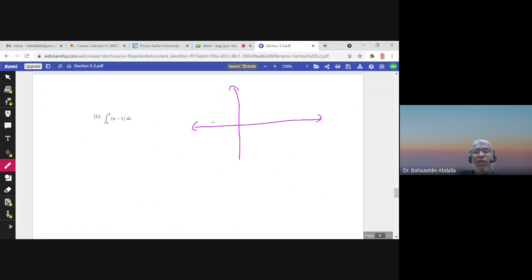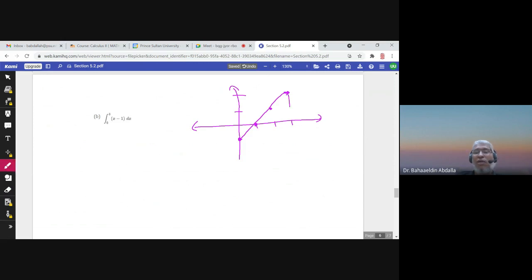So from 0 to 3, this is a straight line. If x is 0, then it is negative 1. So this is a point. If x is 1, it is 0. If x is 2, it is 1. If x is 3, it is 2. So that's the line in this interval from 0 to 3.